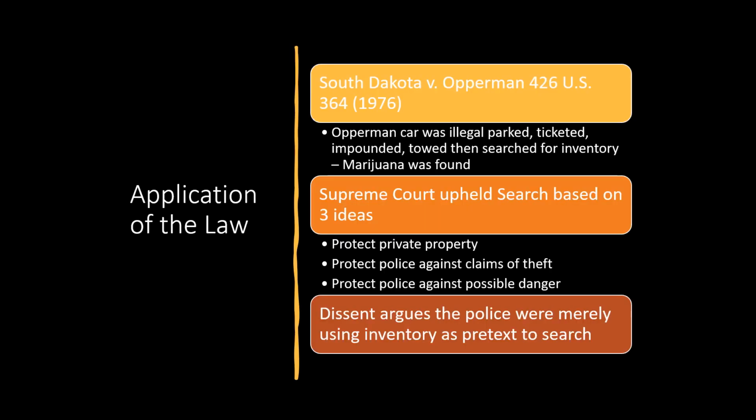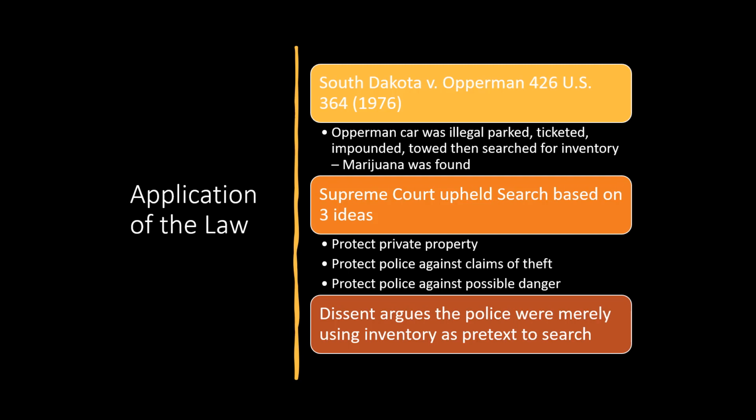All right, so let's look at the application of the law. This first case that we're going to look at is a Supreme Court case. The other one was not, and this one is South Dakota versus Opperman, 426 U.S. 364, which came down in 1976. So the history of this case, and this case is written by Chief Justice Burger. He's the one that's going to write the majority opinion.